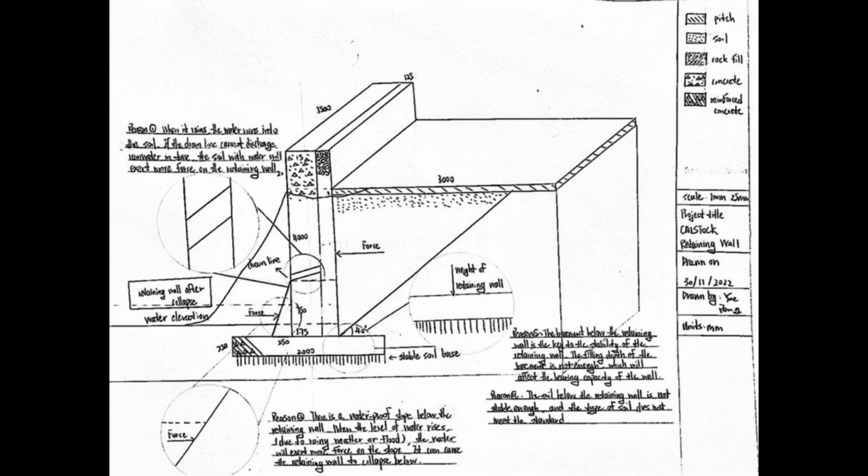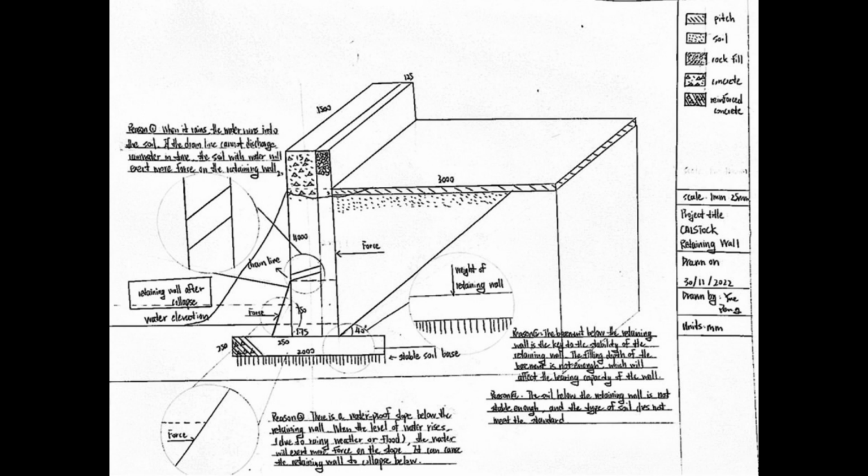For our cross-section of the failed wall, we try to analyze the reasons why it collapsed. Reason one is that when it rains, water runs into the soil. If the drain line cannot discharge rainwater in time, the soil with water will exert more force on the retaining wall. It will cause the retaining wall to collapse.